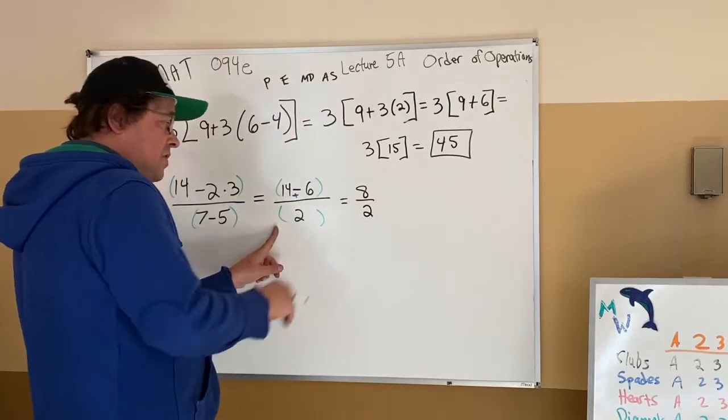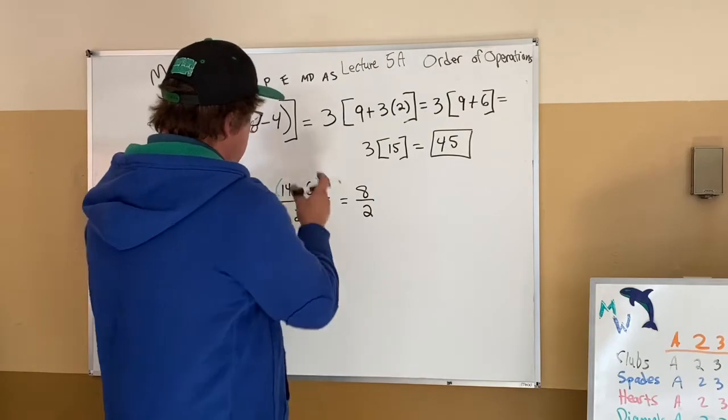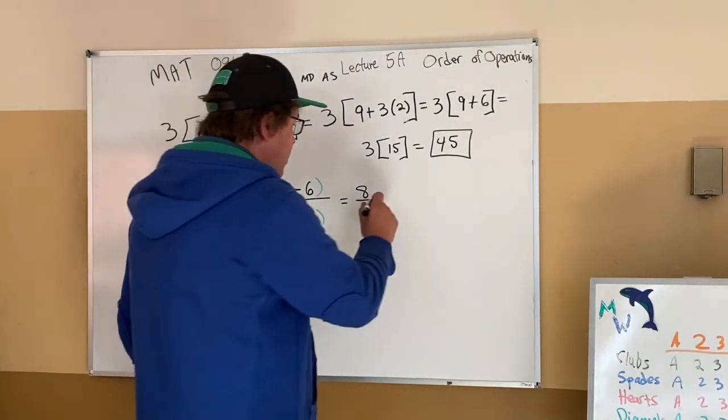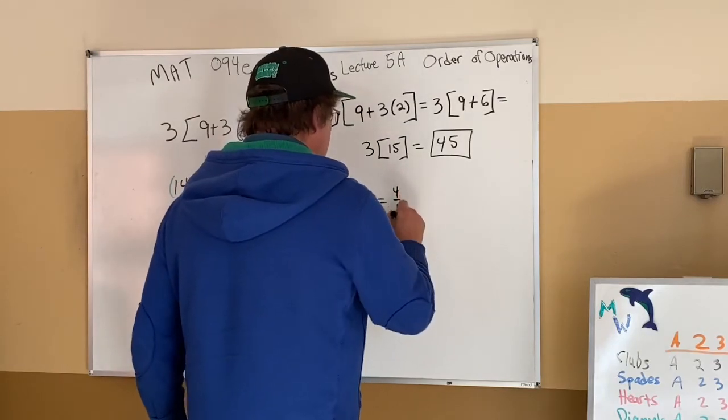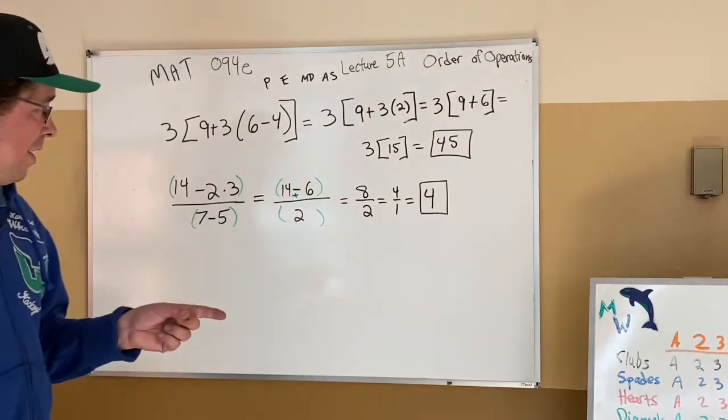There's a 1 out here, which is why 1 times 2 gives me 2, no more parentheses. There's a 1 out here, which is why 14 minus 6 gets me an 8 and no more parentheses. Dividing by 2's, we'll get 4 over 1, and the answer here will be 4.